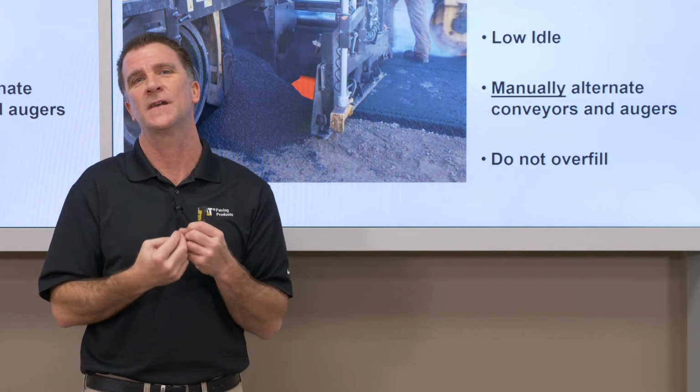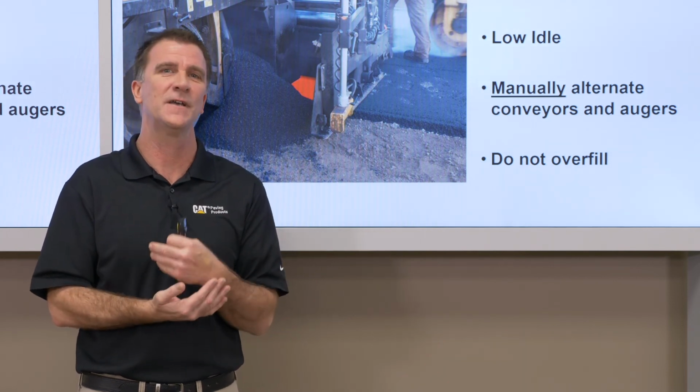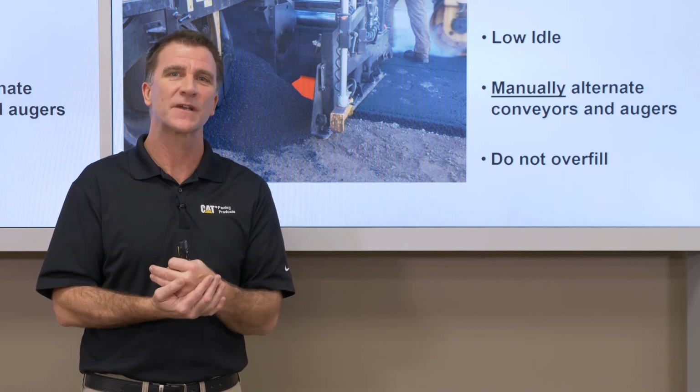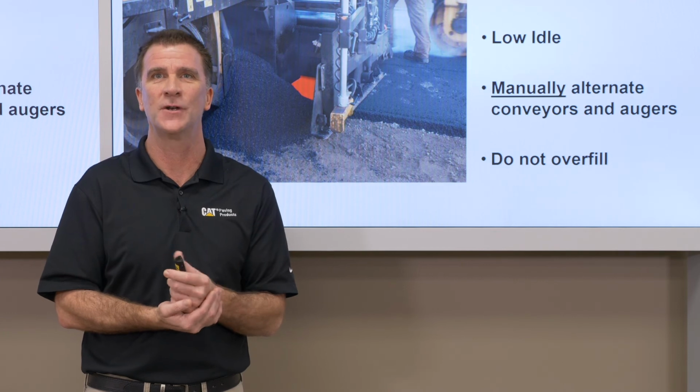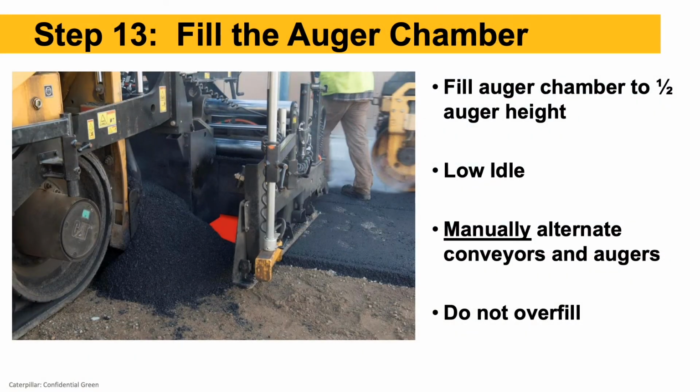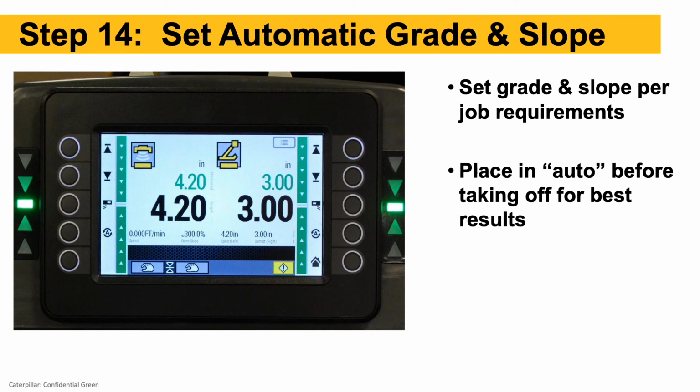So when we take off again, we've got a big pile head of material, and we've also got mix under the tractor. All that's going to cause a big bump at our joint. So we manually alternate, convey a little mix back, auger it out, convey some more mix back from the hopper, auger it out, and we do that on the left side and the right side, being very careful not to overfill the auger chamber. Step 14, now is when we set our automatic grade and slope controls.